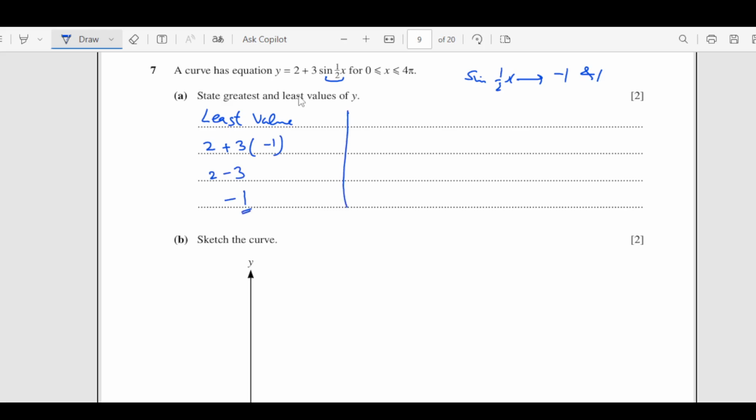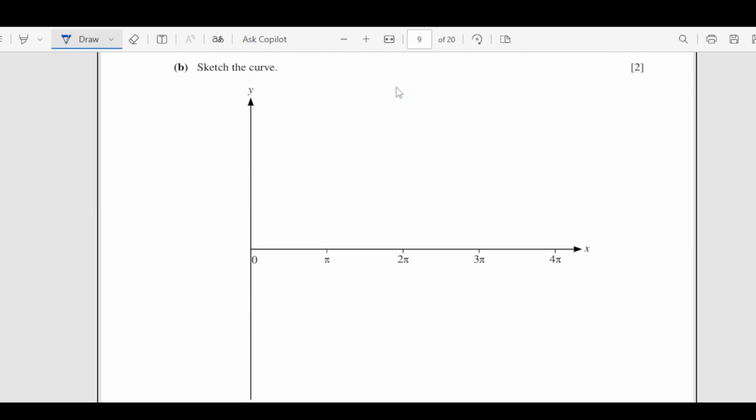Another one, we will have the greatest value. For the greatest value, we take 2 plus 3, and the greatest value of sine half x is 1. So 2 plus 3 is 5. So the greatest value is 5 and the least value is -1, right? Now sketch the graph of this curve.